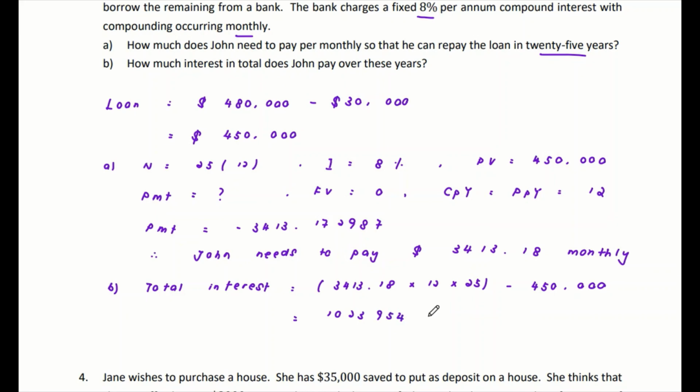We get 1029233954. So again, this is what I said, the sad reality about owning a house. You can see that for you to borrow 450,000, this is the amount of money that you pay for it. So you realize that the total interest is even higher than the real amount of money of your house.